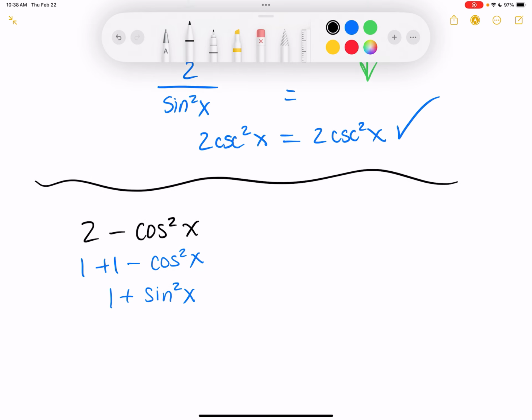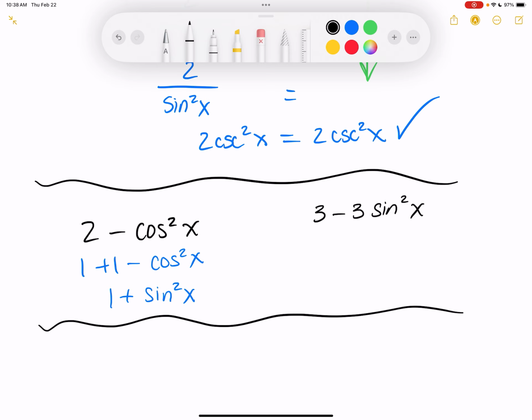I think we had one the other day that was like, for example, 3 minus 3 sine squared of x. I don't remember if that was in this class or if it was in the other class. Anyways, this is what happens when you do the same thing in 3 different classes.